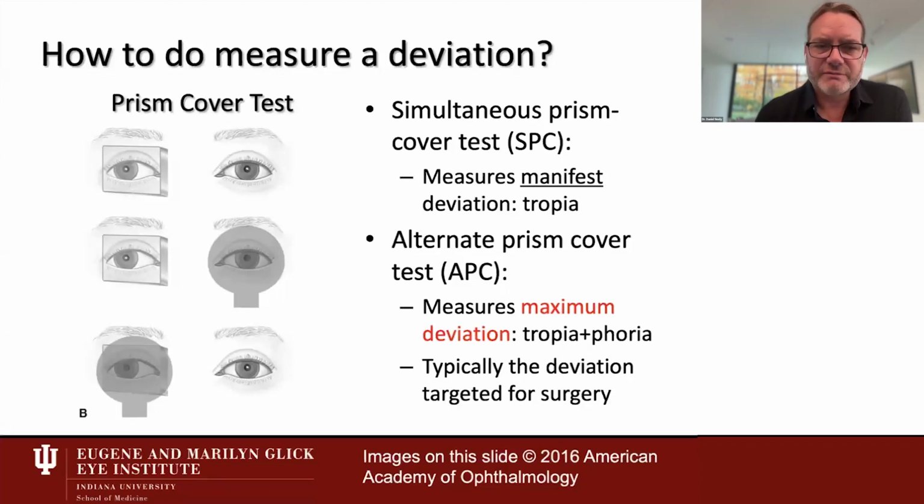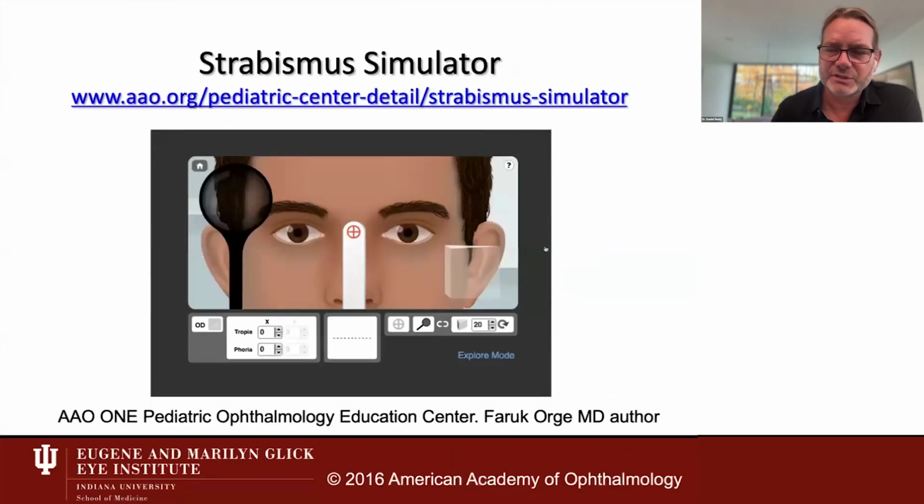So when you do alternate cover testing, the prism is in front of the eye and the occluder is going back and forth. And that is going to uncover the maximum deviation. All right, so that's the tropia plus the phoria component. And that's typically what you want to use for most of our strabismus surgeries. There are always some exceptions.